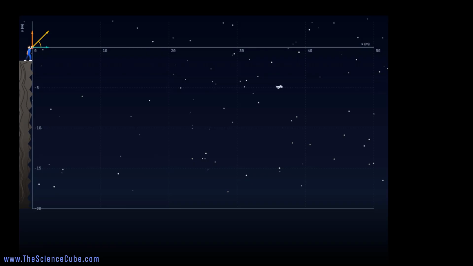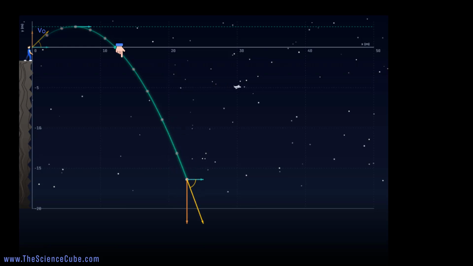So picture this. You're standing on the edge of a cliff. The cliff is, let's say, 20 meters tall. You take a ball and you throw it at some angle theta above the horizontal with some initial speed v0. The ball arcs out, reaches its peak somewhere above the cliff edge, then comes down past the level of the cliff edge and keeps going down until it finally hits the ground 20 meters below where you launched it from.